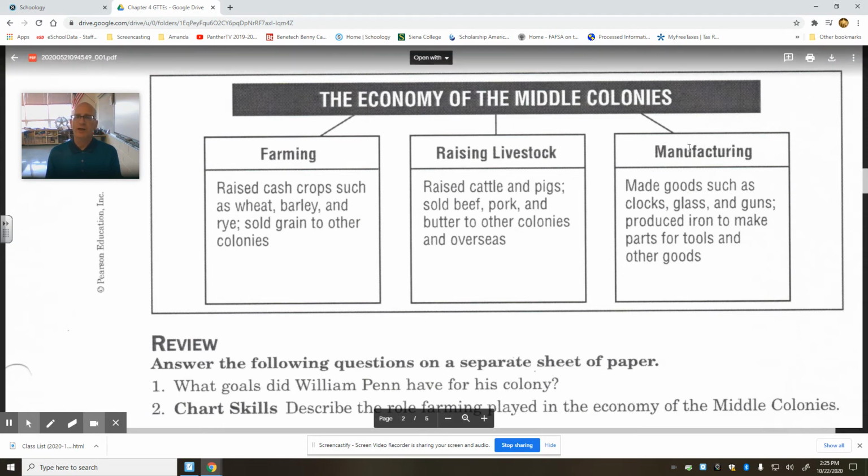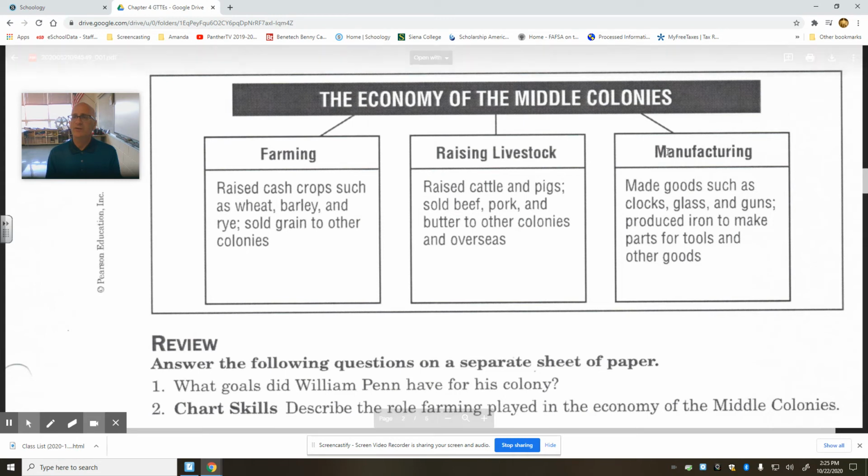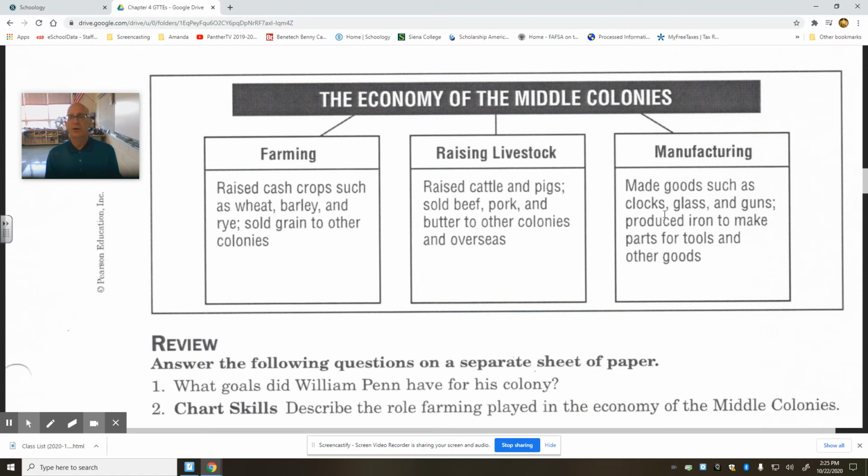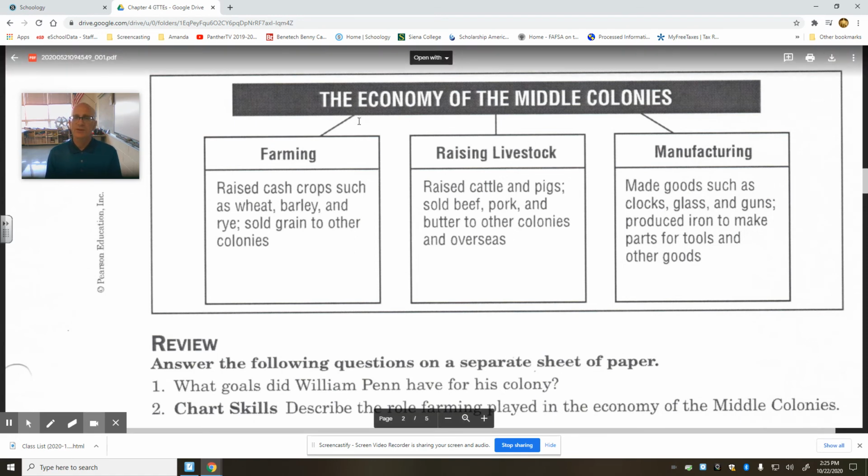Also, a part of the economy in the Middle Colonies was manufacturing. As you can see from the chart, such goods were made as glass, clocks, and guns. And also iron was produced to make parts for tools and other goods. So this chart, titled The Economy of the Middle Colonies, tells us a little bit about how people provided for their families, what type of work people did in the various Middle Colonies during this colonial period.